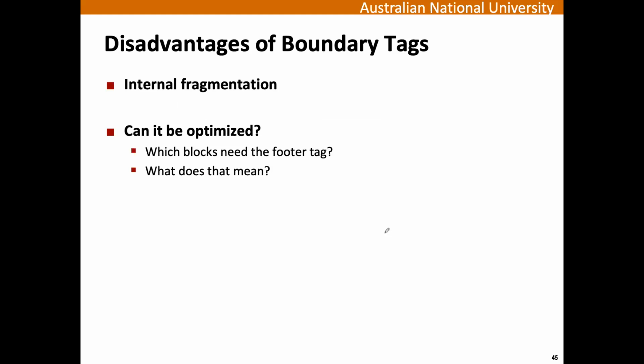Internal fragmentation with boundary tags. Once again, now we have 2 words dedicated to metadata, header and footer. And so my payload, the actual data the user wants to put in the block, is smaller, so we have more internal fragmentation. This is an example of internal fragmentation: when you have to allocate a block that is bigger than what the user requested. You can do some tricks to optimize this.